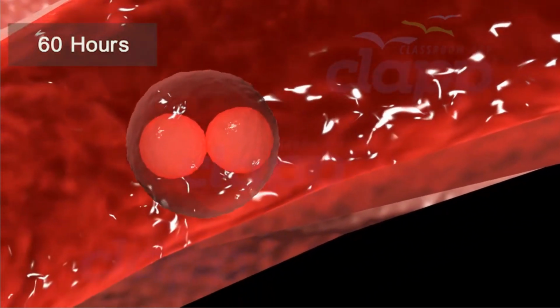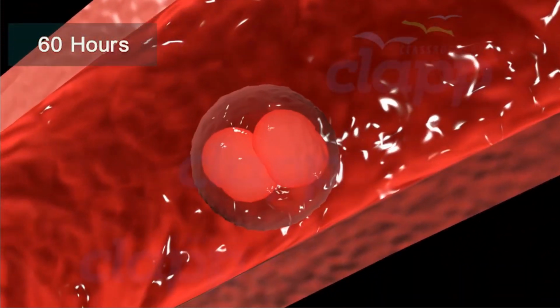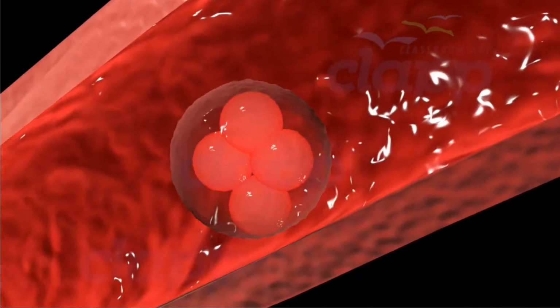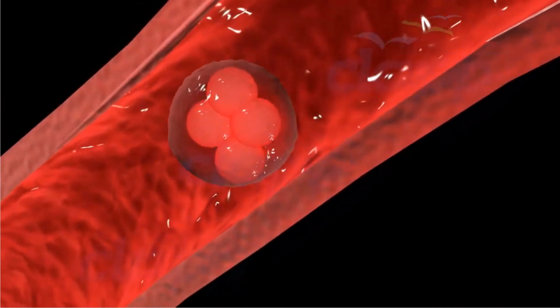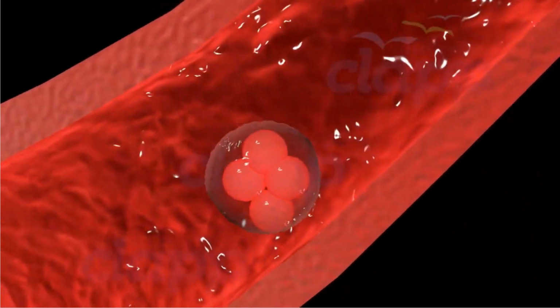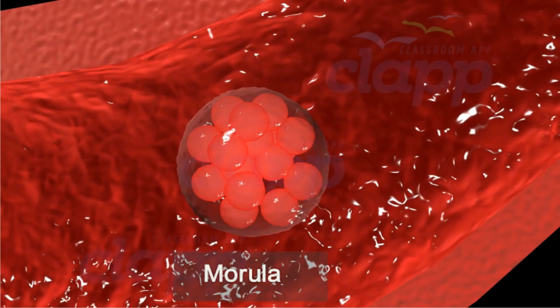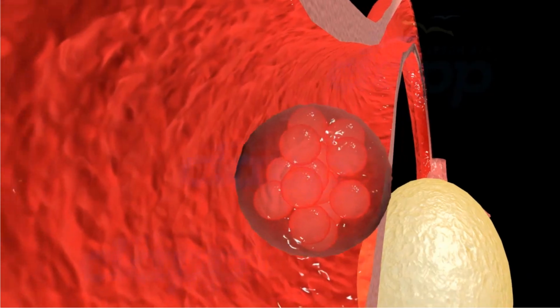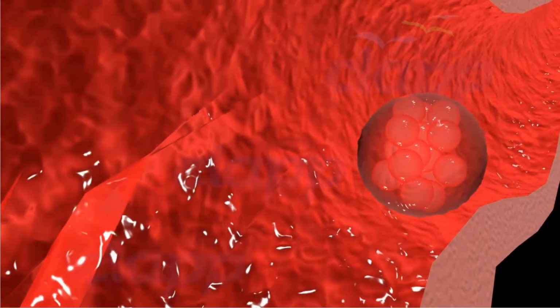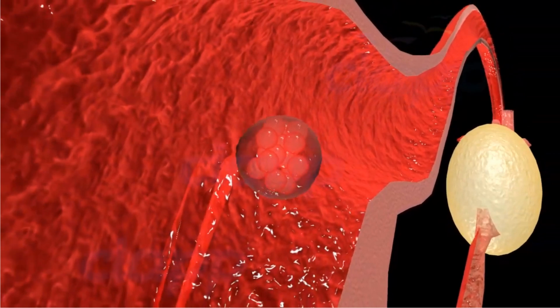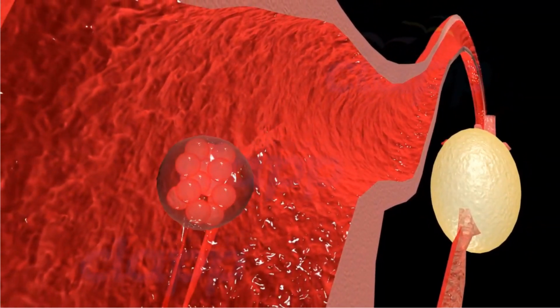Second cleavage is completed after 60 hours of fertilization. On the third day of fertilization, embryo reaches a count of 16 cells. The structure looks like a mulberry and is called morula. It is still surrounded by the zona pellucida and reaches the uterus around 4 to 6 days after fertilization.